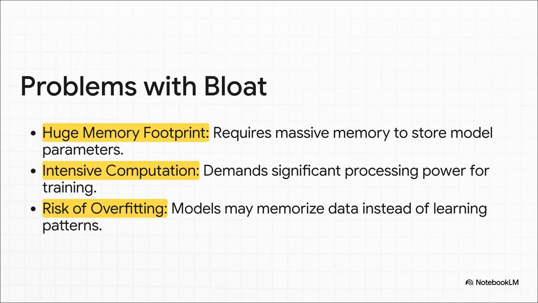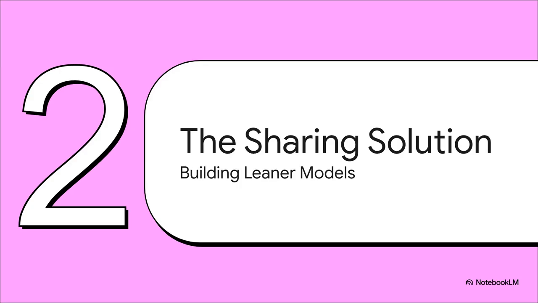Think of it like a student who crams for a test by just memorizing the exact answers to the practice questions. They haven't learned the actual concepts. The second they see a new question that's even slightly different, they're totally lost. That's overfitting. So how do we fight this parameter bloat?